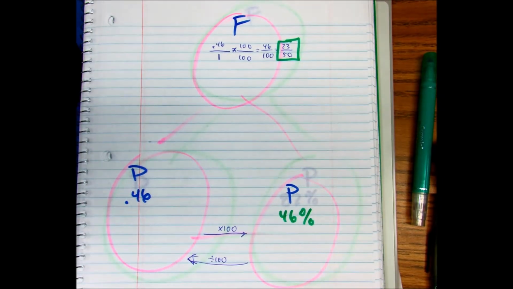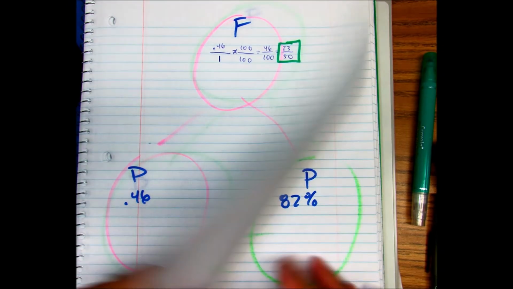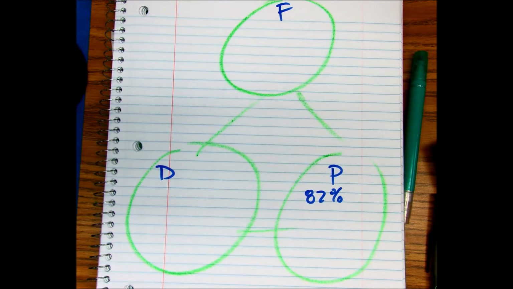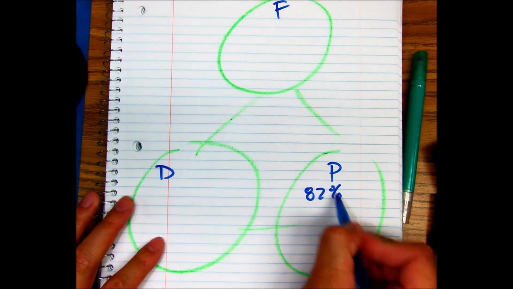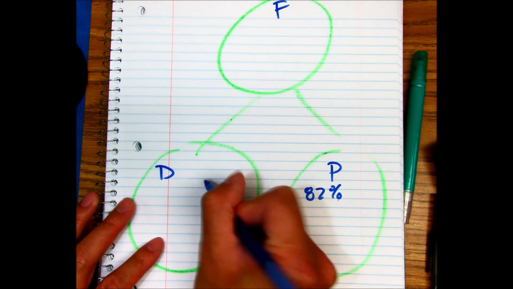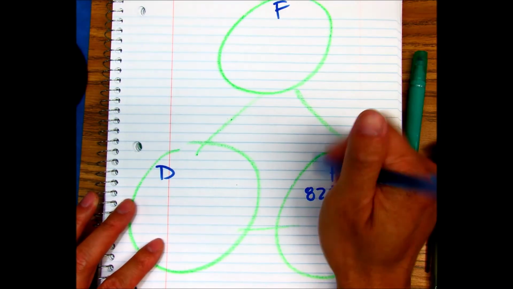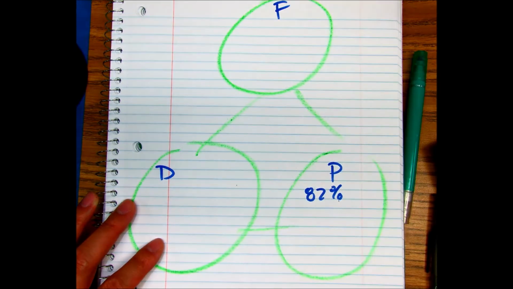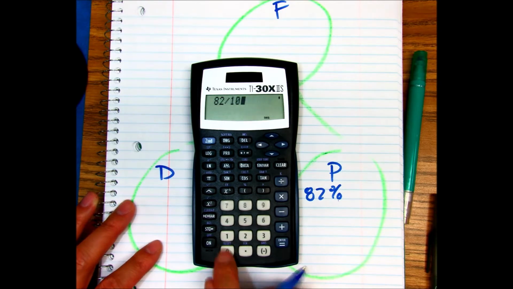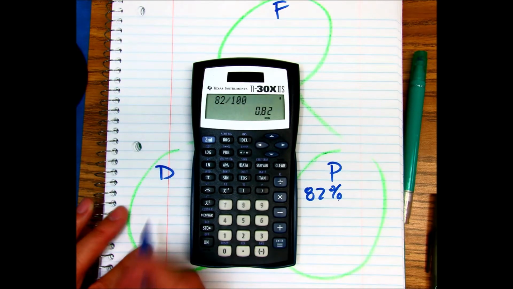Okay, last one. Let's just say you got an 82%. How is that a fraction and a decimal? Well, remember, percent, you can put that over 100. Or you can just divide that by 100. I'll show that with the calculator. So 0.82 is your answer.